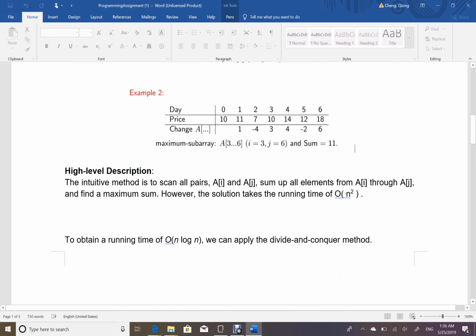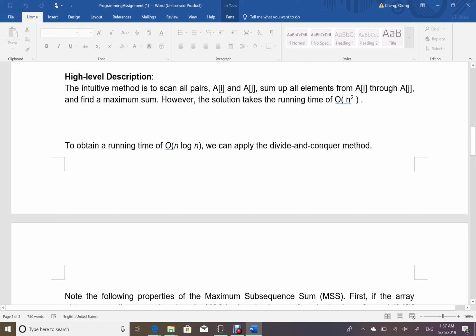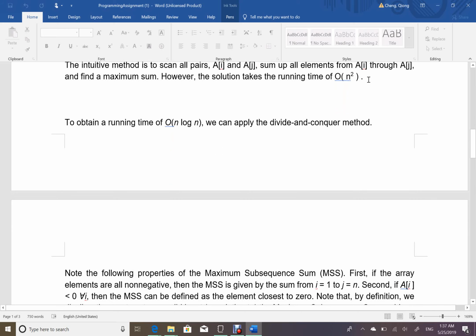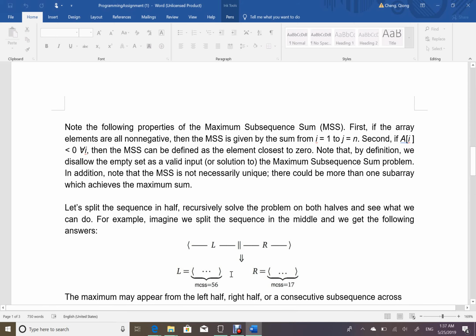High-level description: the intuitive method is to scan all the pairs i and j, sum up all the elements from A_i through A_j, and find the maximum sum. However, this solution takes a runtime of O(n squared). To obtain a running time of O(n log n), we can apply the divide and conquer method.